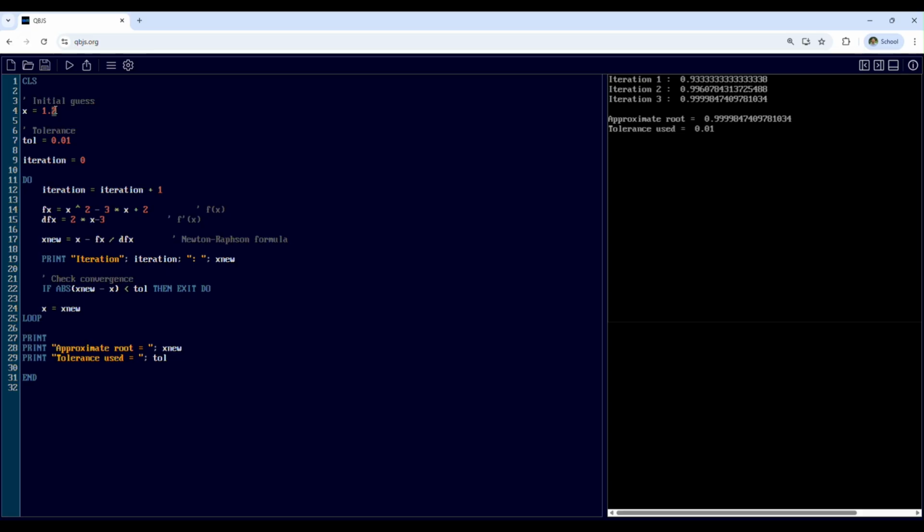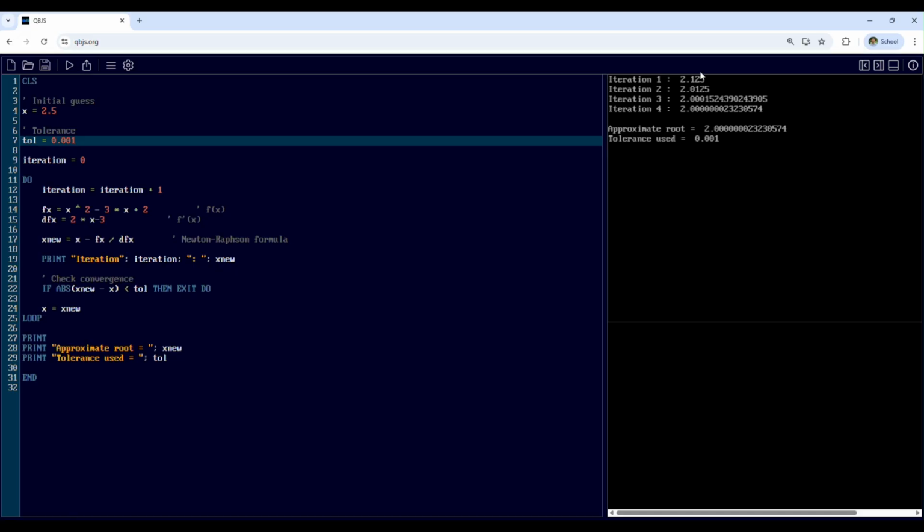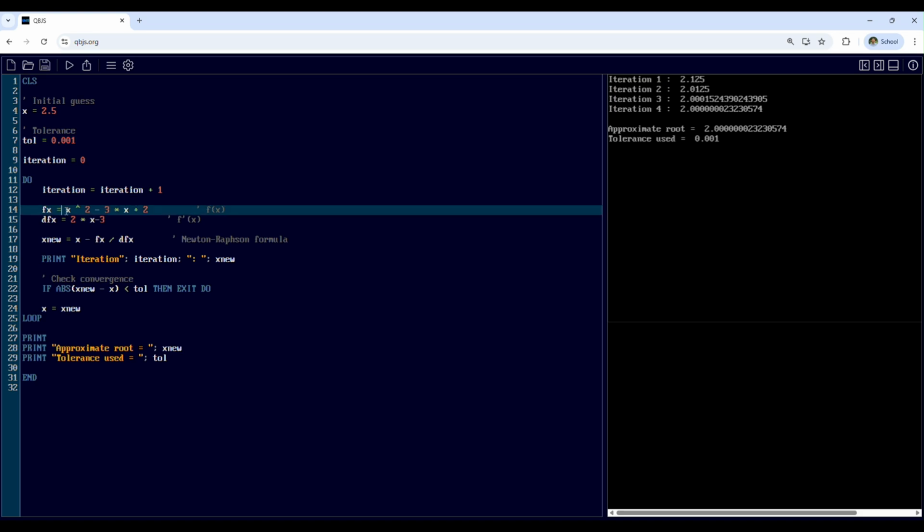Another try is we know the closed form solutions would be 1 and 2, so I'll go for 2.5. And let's set the absolute tolerance to 0.001. If I run this, 2.125, 0.125, 0.00015, and then the next one. So that's where it has started. Note that between 3 and 2, the difference is still greater than 0.001. That's why it did not stop.